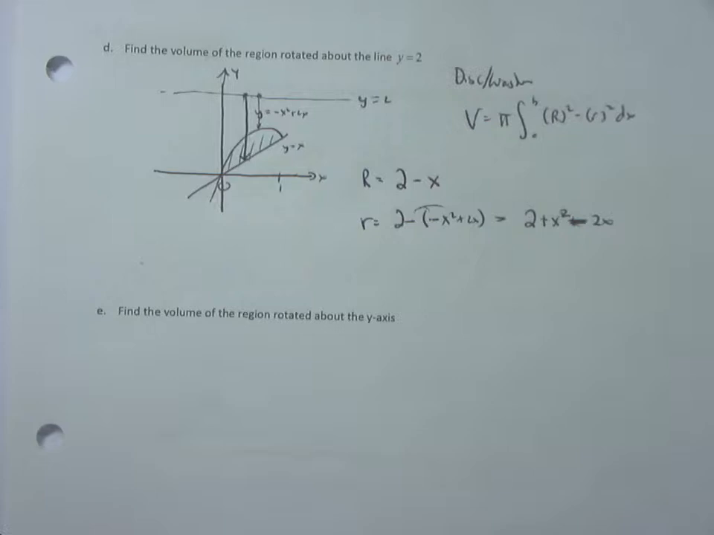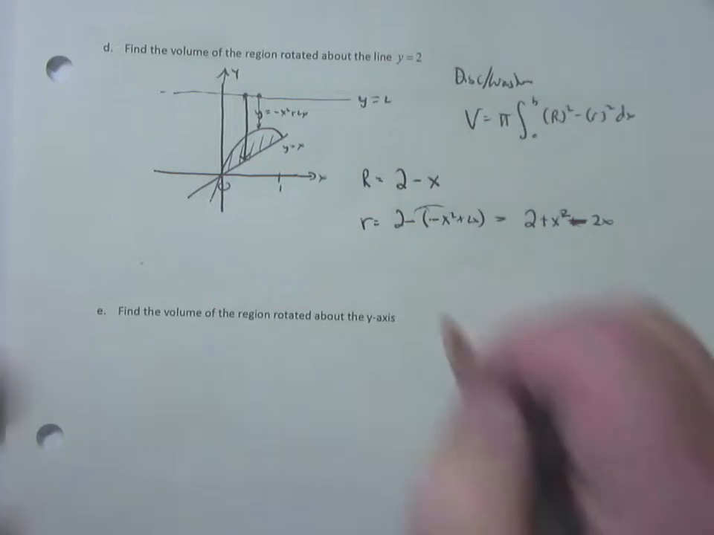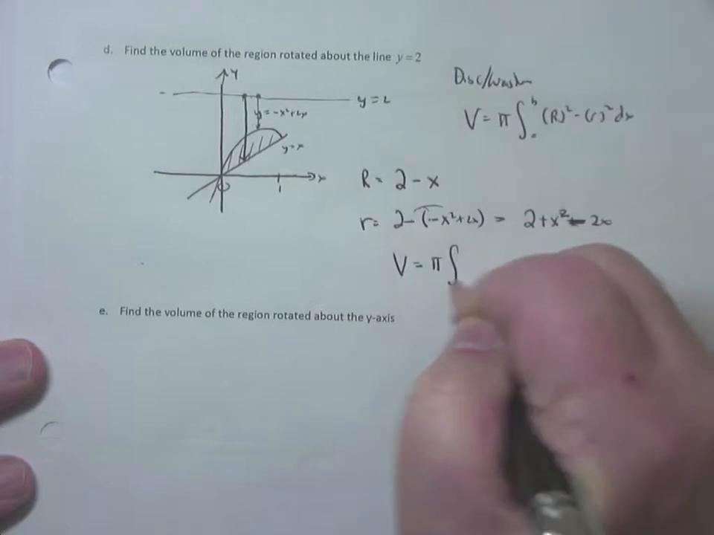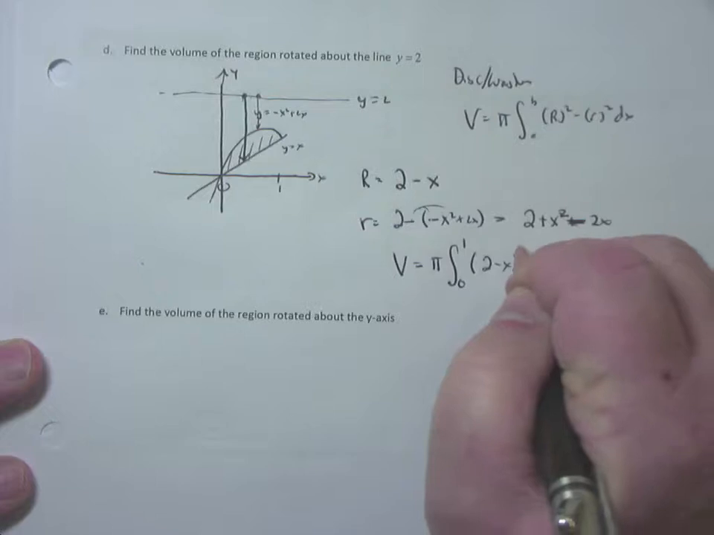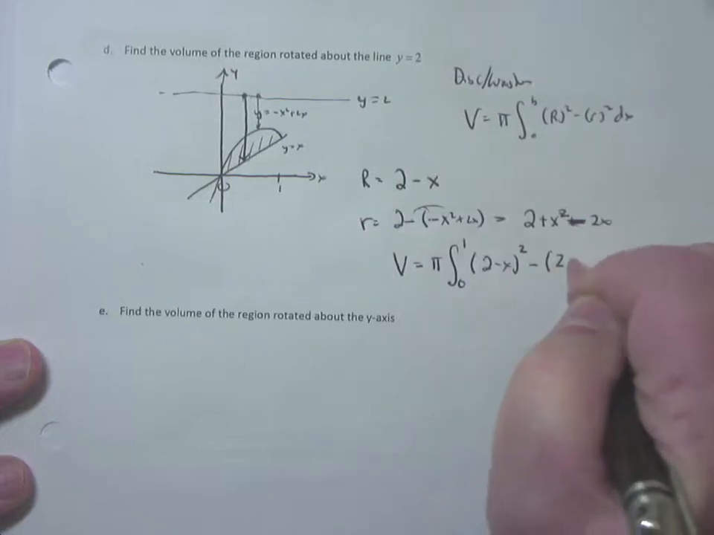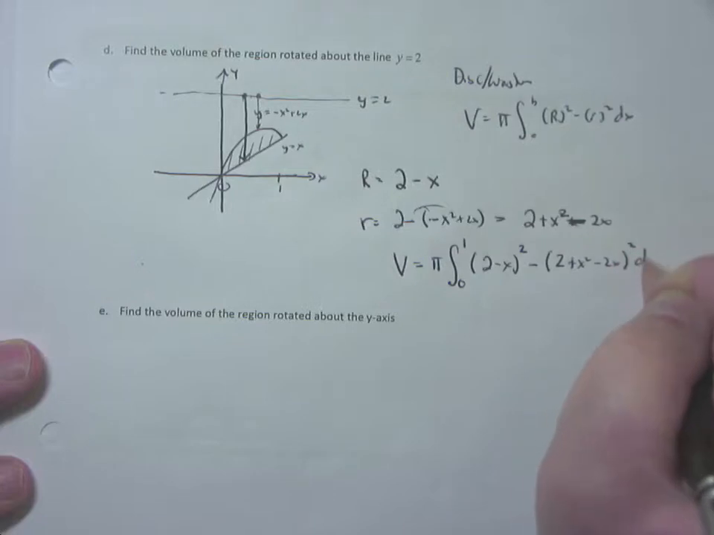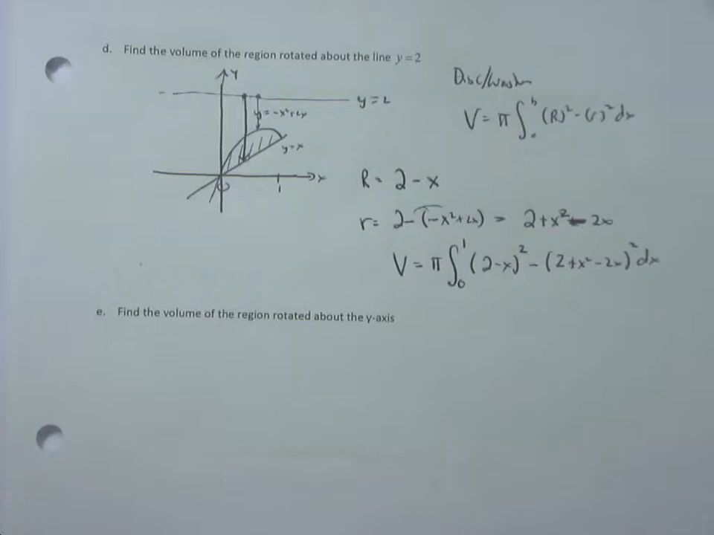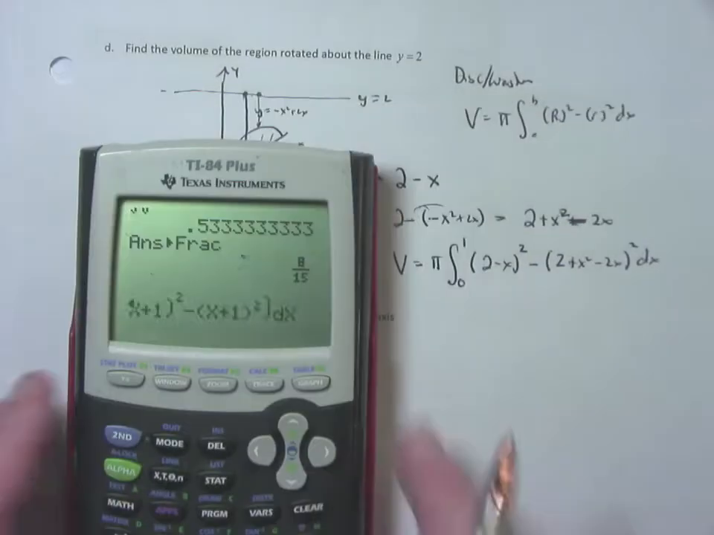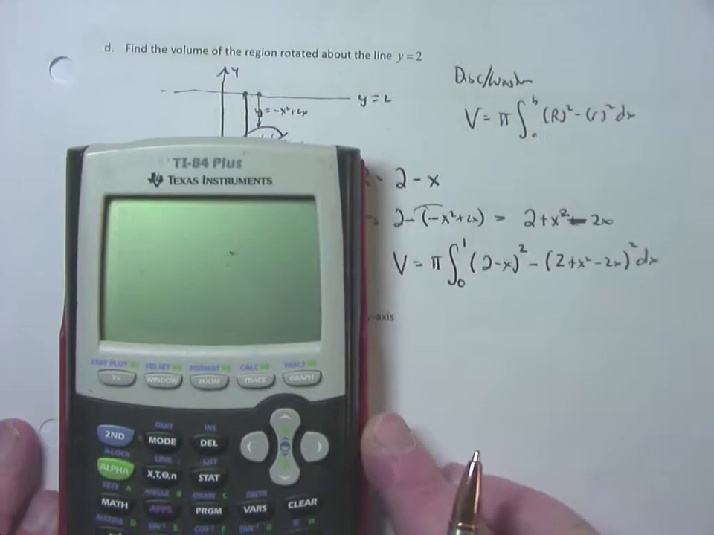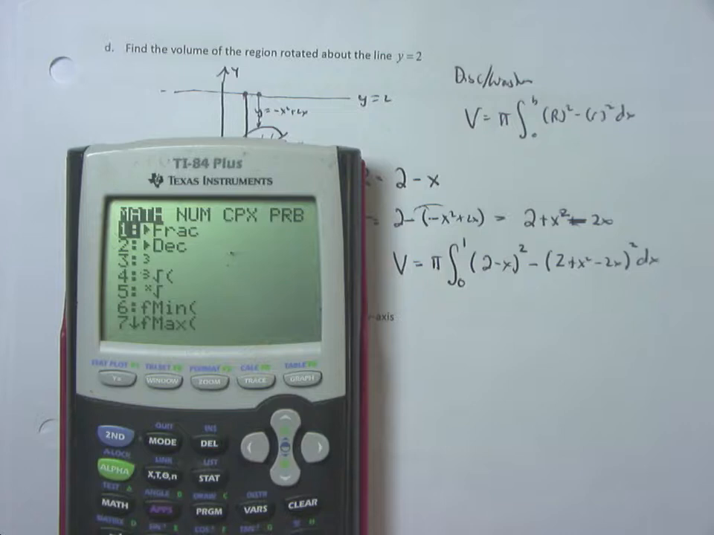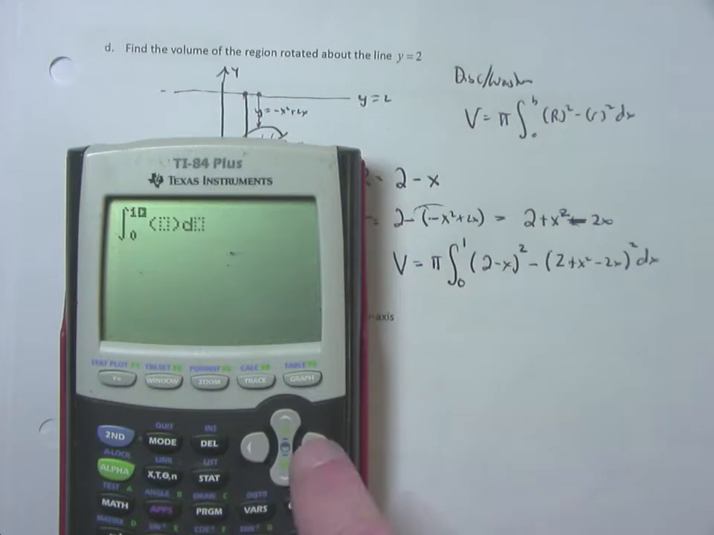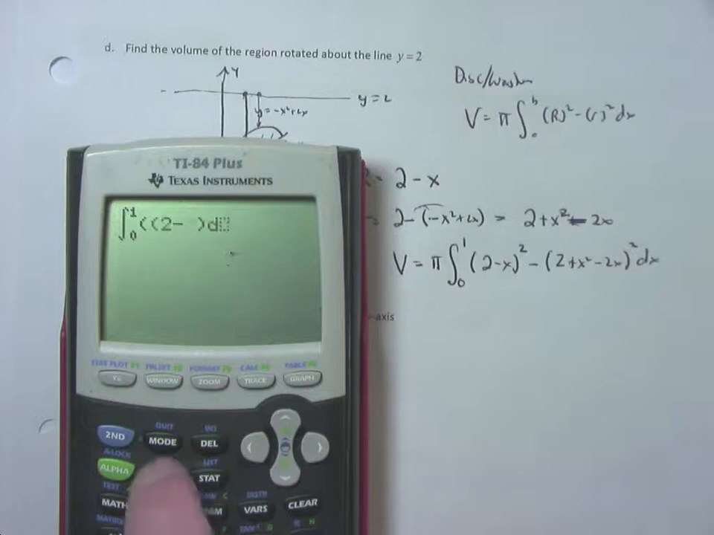Location is very important. So now, plugging it into my formula, volume is equal to pi times the integral from 0 to 1 of your big radius, which is 2 minus x, and you've got to square it, minus the little radius, which is 2 plus x squared minus 2x, squared, dx. Now I'm going to put this guy on the calculator. This one is completely different, so I'm going to start all over again. I'm going to leave the pi off in the answer. Math number 9: integral from 0 to 1 of parentheses 2 minus x, close parentheses, squared, minus parentheses 2 plus x squared minus 2x, close parentheses, squared, dx.